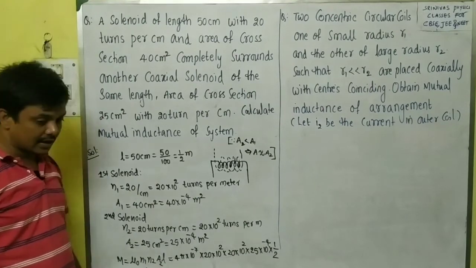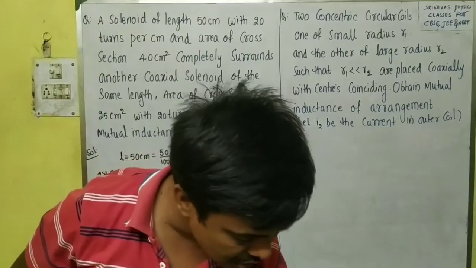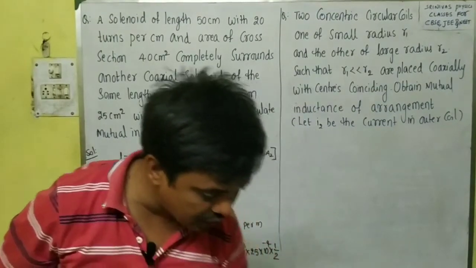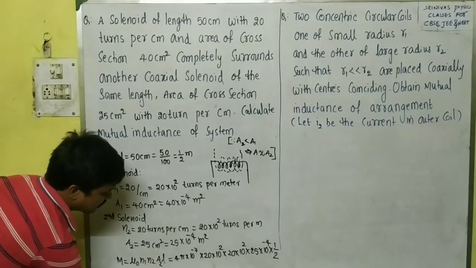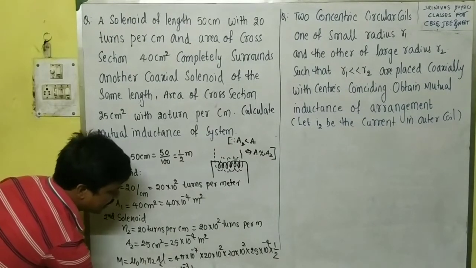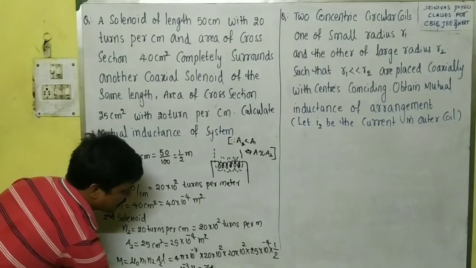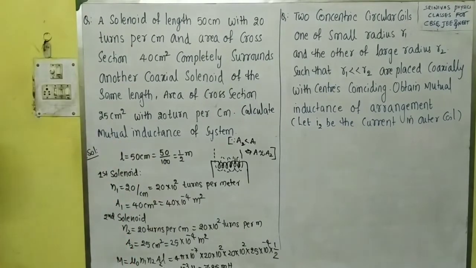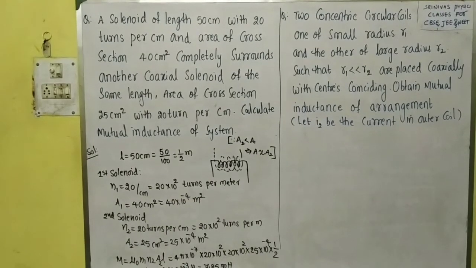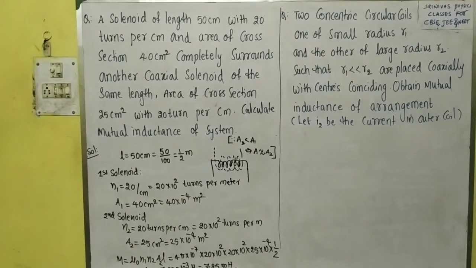And the answer you will get is 7.85 into 10 to the power of minus 3 Henry, which is nothing but 7.85 millihenry. This is our solution, right? Note it down carefully and write it in your notes. It was very easy, okay, right?